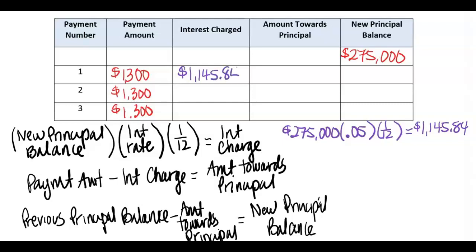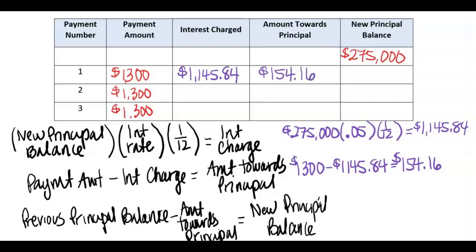So of her $1,300 payment, $1,145.84 goes towards interest. To find how much goes towards principal, we take the payment amount, which is $1,300, subtract the interest charge, which is $1,145.84, to get $154.16. So $154.16 goes towards principal.